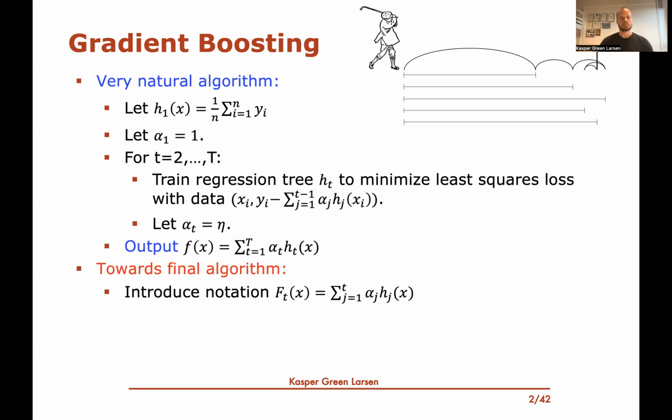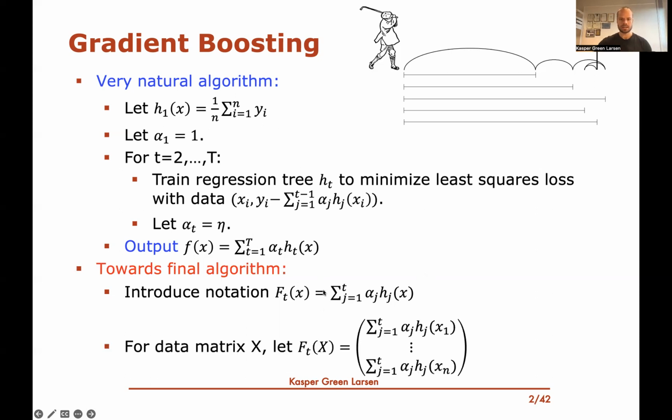Okay, so to work our way towards the final gradient boosting algorithm, we'll just introduce a little bit of notation. We'll use this notation f sub t of x to denote the regressor that we've trained after t iterations. So it's the one that on a given x predicts the sum from 1 to t of alpha j times the prediction made by the jth regression tree. Okay, so this is just a notation.